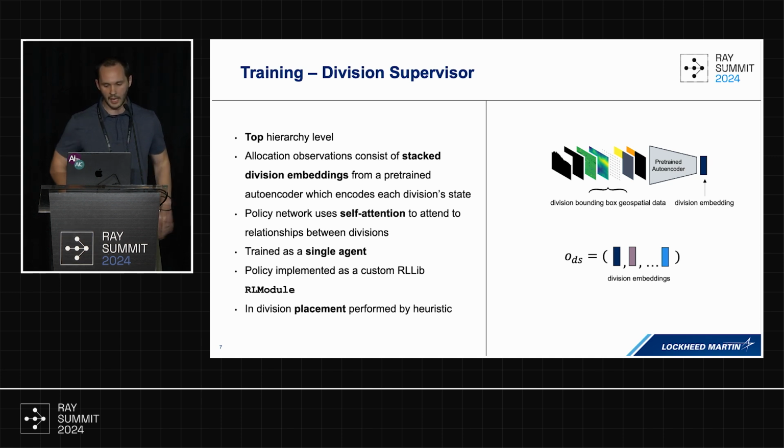Then we put that stack through a policy network that uses self-attention to attend to the relationships between these different divisions. So that allows the network to sort of see what is the relative potential for fire spread across these different divisions, which, as you can tell, is very important for deciding how to make the allocation. And so we do that with a custom RLlib RL module. And then finally, the fine-grained placement is performed just by a simple heuristic.